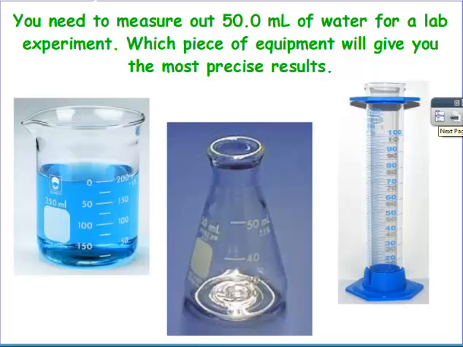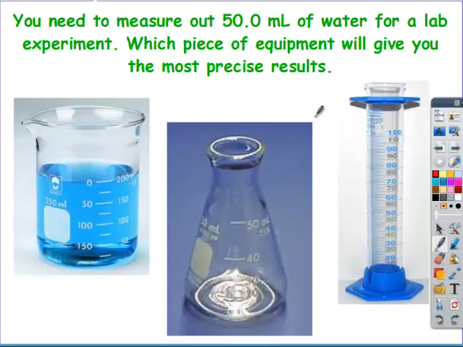If we wanted to measure out 50 milliliters of water for a lab, which piece of equipment would give the most precise results? We have a 250 milliliter beaker, a 50 milliliter Erlenmeyer, and a 100 milliliter graduated cylinder. If you said the 50 milliliter Erlenmeyer, you're wrong, because we do not measure volume with Erlenmeyer flasks. If you look at it, it goes 40 and 50. So there's not very many gradations or tick marks, leading to a low level of accuracy and precision.